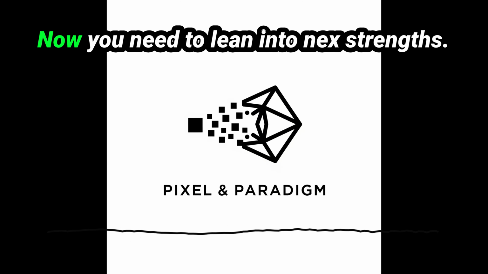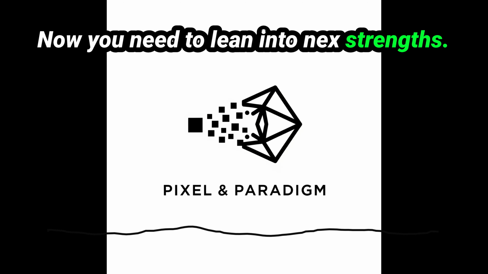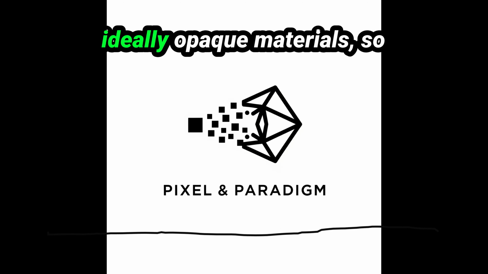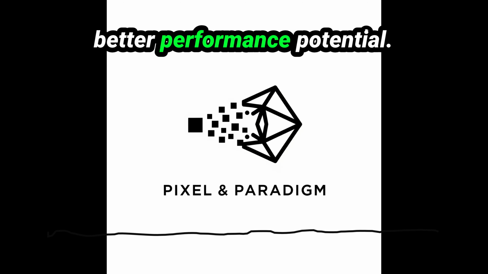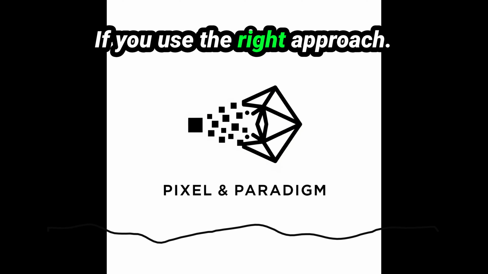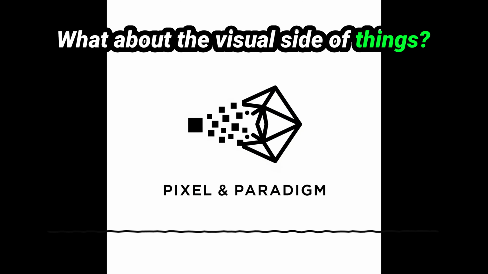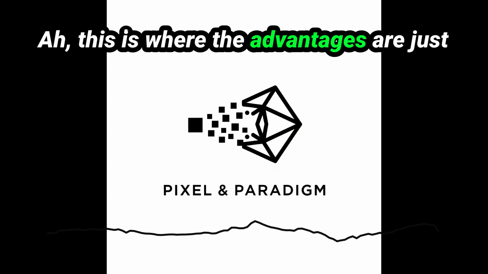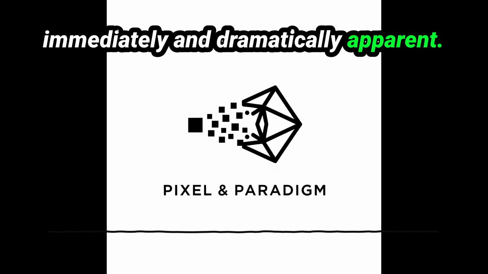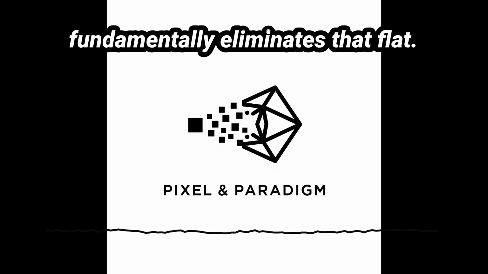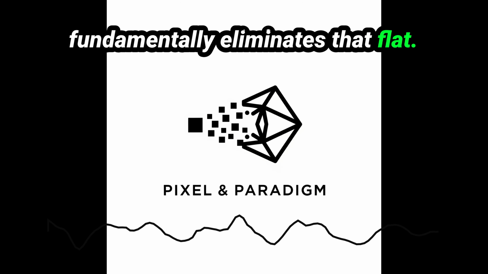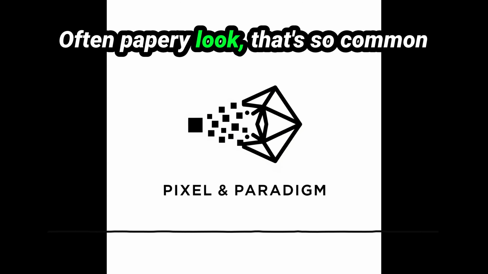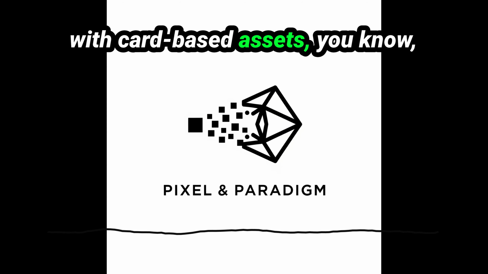Okay, that clicks now. You need to lean into Nanite's strengths. Yeah. Solid geometry and ideally opaque materials. So, better performance potential if you use the right approach. What about the visual side of things? This is where the advantages are just immediately and dramatically apparent. Moving to fully 3D forms fundamentally eliminates that flat, often papery look that's so common with card-based assets.